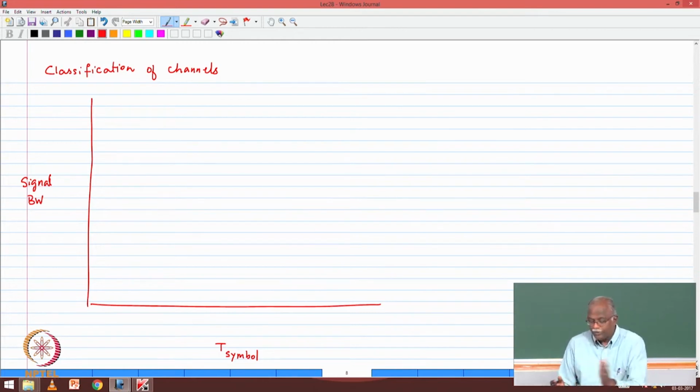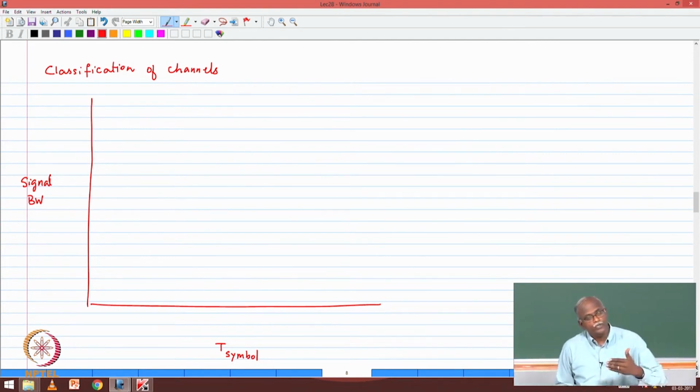Of course, the symbol duration and the signal bandwidth are related. If you reduce the symbol duration, bandwidth will increase. So keep in mind that these are not unrelated things, but for the purposes of characterization, this is what we would like to have in our understanding. Now, what did we call a slow fade? That means many symbols experience the same fading pattern. That was what we called a slow fade.